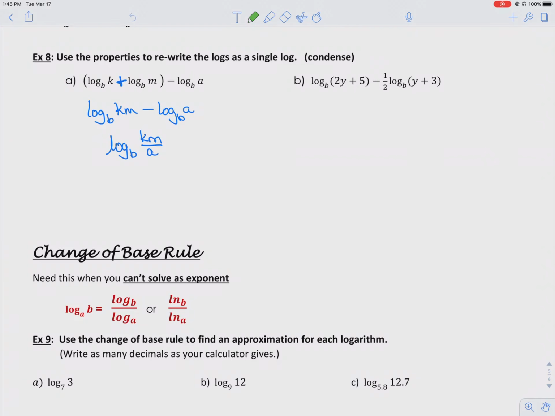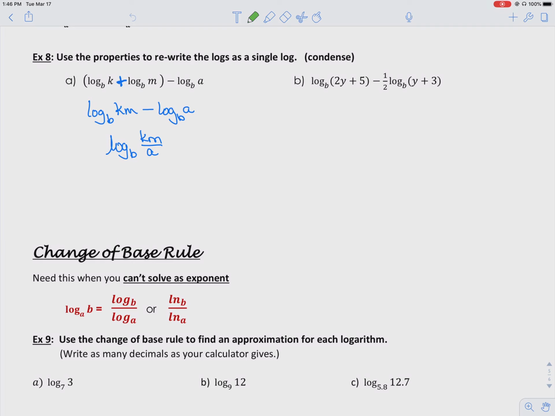For some of my classes, I realized I had not finished 6.3 in class. So I'm just going to do one of the problems that I don't believe I got to, as well as the change of base rule. So if you're looking in 6.3, in the very last part of your notes, you'll see example number 8. I may not have gotten to part B in class, so let me show you how to do that.